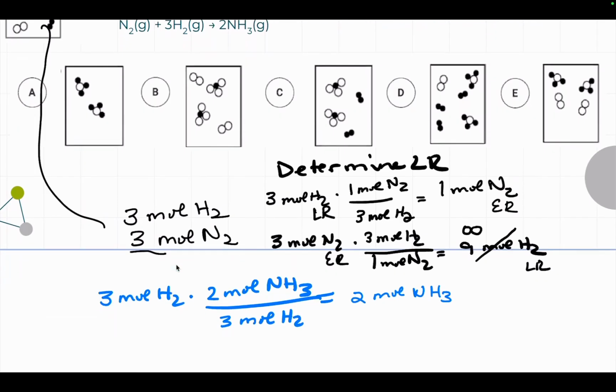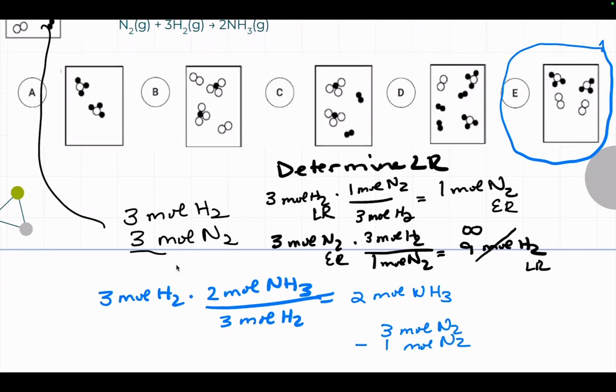And then, like I said, already you know the answer is E, but because remember we said our excess reactant was the nitrogen, we could have taken the 3 moles of the excess reactant nitrogen minus the 1 mole that will react. That would give us 2 extra moles of nitrogen. So we know with a lot of certainty now that the correct answer is E.